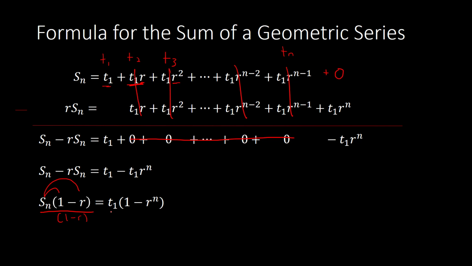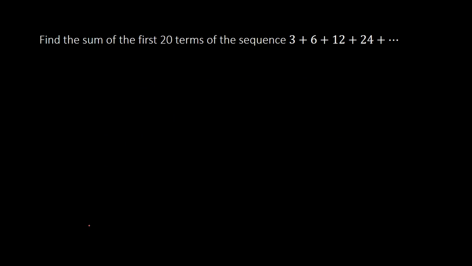When I do that, I now have s sub n on the left side by itself, and on the right side I have t1 times 1 minus r to the n power over 1 minus r. And this is the formula that we can use to find the sum of a geometric series. And once again, if you do not understand all of that, it's not a big deal, but it's helpful to know that these formulas do come from somewhere. And from here we're going to work with how you use this formula to solve for the sum of a geometric series. So here is example 1.